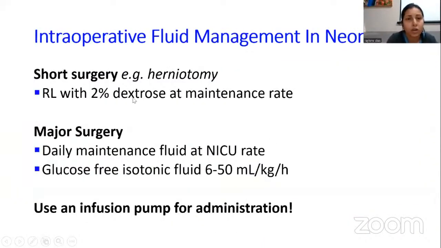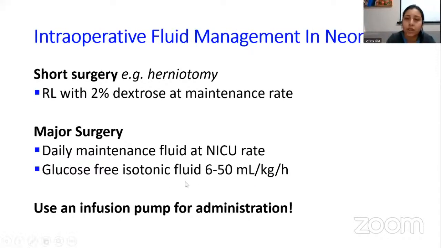So let us see, for a short surgery like a hernia, we would give RL with 2% dextrose at maintenance rates. And if you have a major surgery, the neonates are usually shifted with their maintenance infusion that is going on in the ward. So you can continue that infusion at the maintenance rates, and you add an isotonic glucose-free solution over and above that in a separate burette set or in a separate infusion pump.